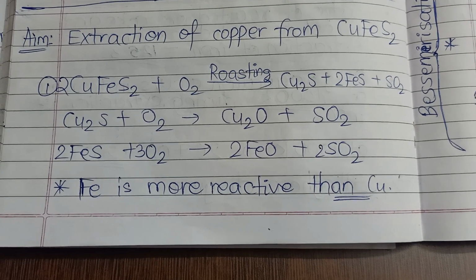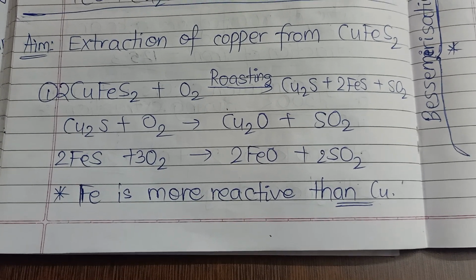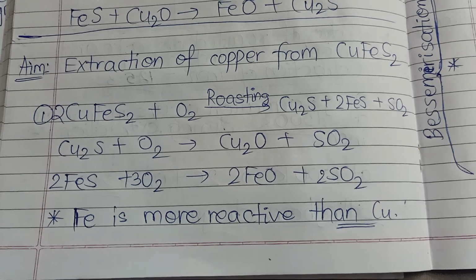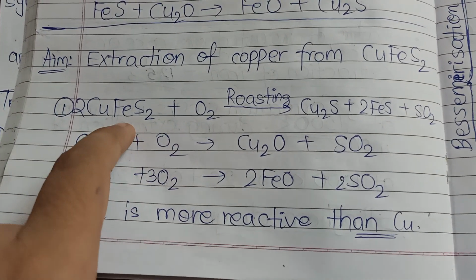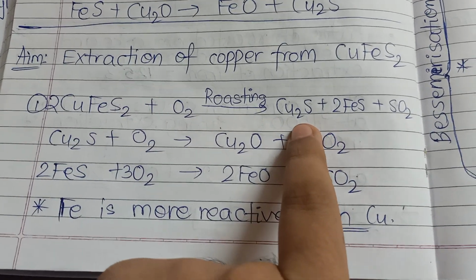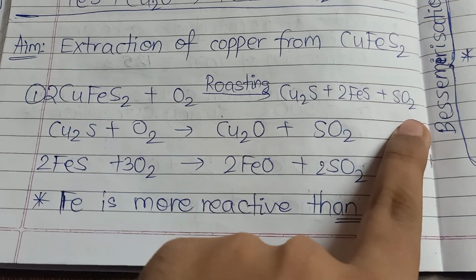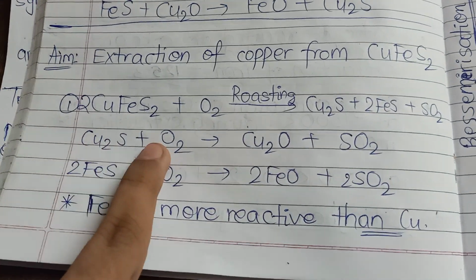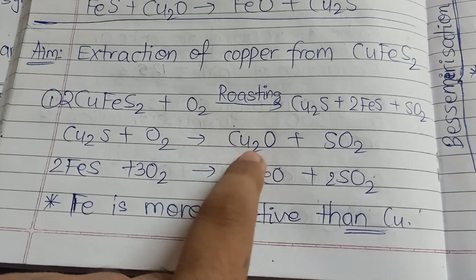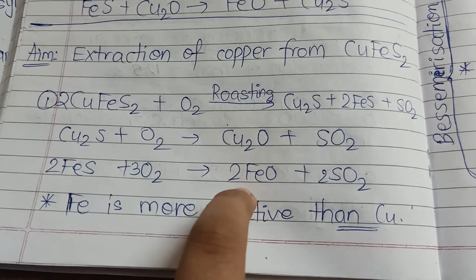Today we'll learn the extraction of copper from chalcopyrite, that is CuFeS2. So firstly, we carry out the roasting of CuFeS2, which gives us cuprous sulfide, ferrous sulfide and sulfur dioxide. Now these two sulfides individually react with oxygen to form cuprous oxide and ferrous oxide.